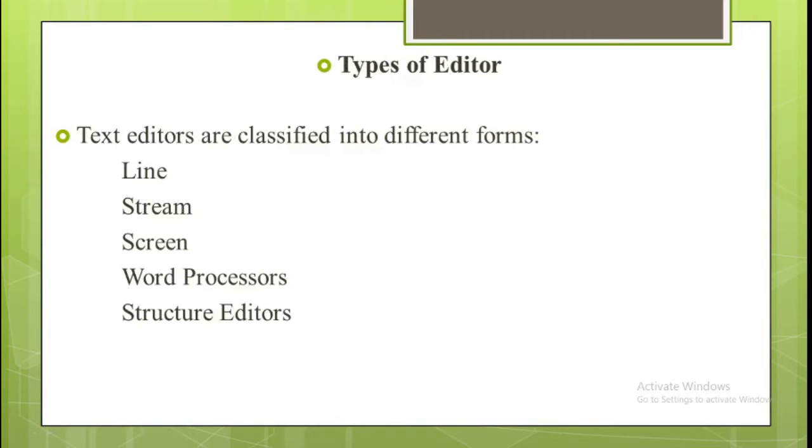Now we will see the types of editor. The text editors are classified into different forms. The first one is called the line editor. The next is the stream editor, screen editor, word processor, and the last one is called the structure editor. Now we will discuss each and every type of editor in detail.